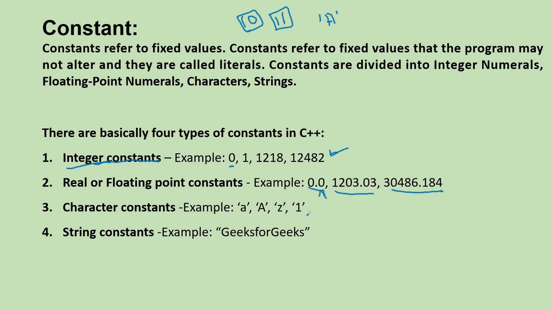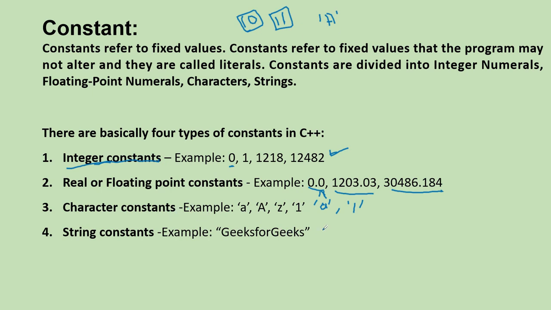Character constant means a single character, any character, for example A, if it is enclosed in single quotation, then this will be treated as a character. If for example 1 is enclosed in single quotation, it will be treated as a character. So you cannot change the meaning of a character itself, therefore it is a constant.